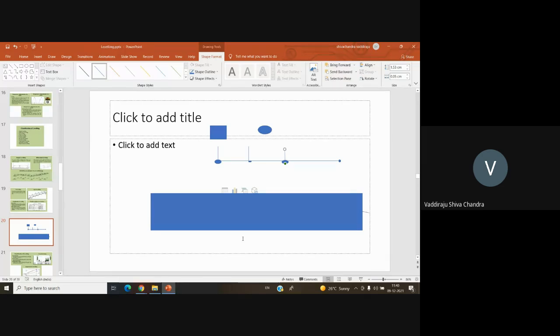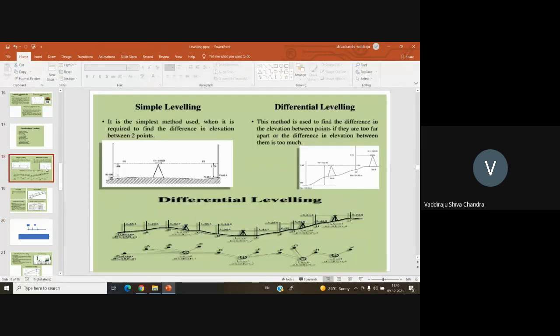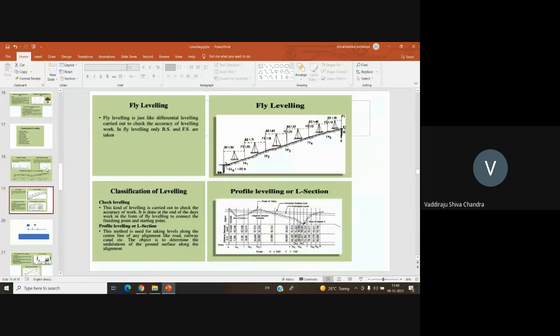Once I take the staff readings, using the height of instrument method or rise and fall method, you can determine the corresponding reduced levels at each of these points. Once I get the reduced levels at each point, then I can draw a graph, which will give me the information for estimating the volume of earthwork that is required.